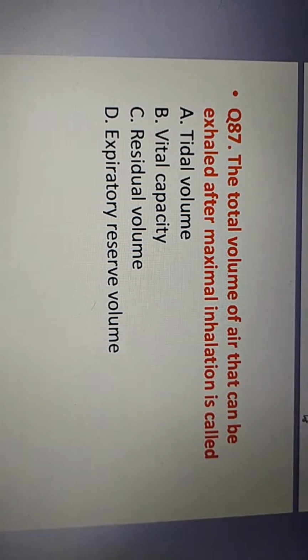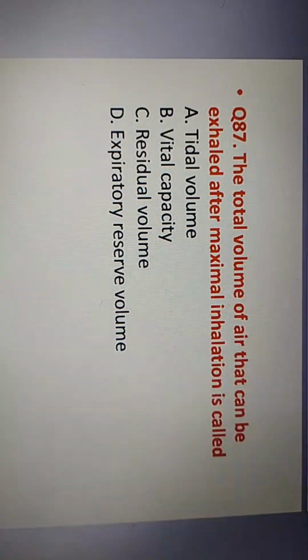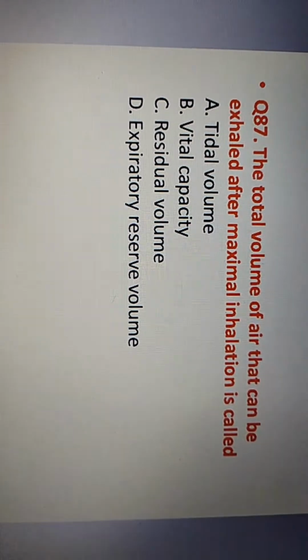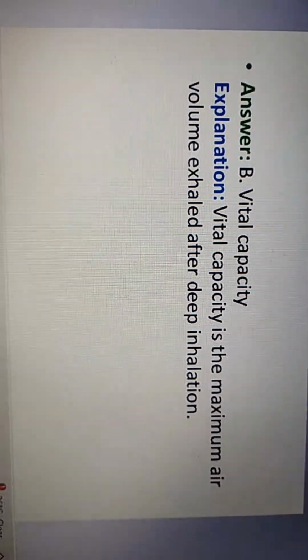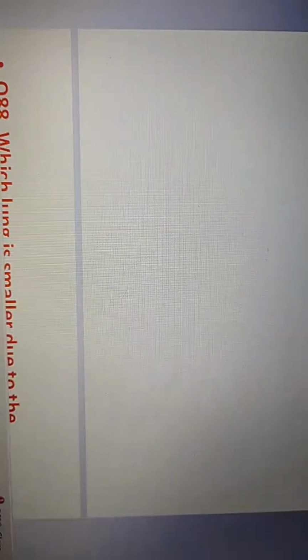The total volume of air that can be exhaled after maximum inhalation is called option A tidal volume, option B vital capacity, option C residual volume, option D expiratory reserve volume. The correct answer is option B vital capacity. Vital capacity is the maximum air volume exhaled after deep inhalation.